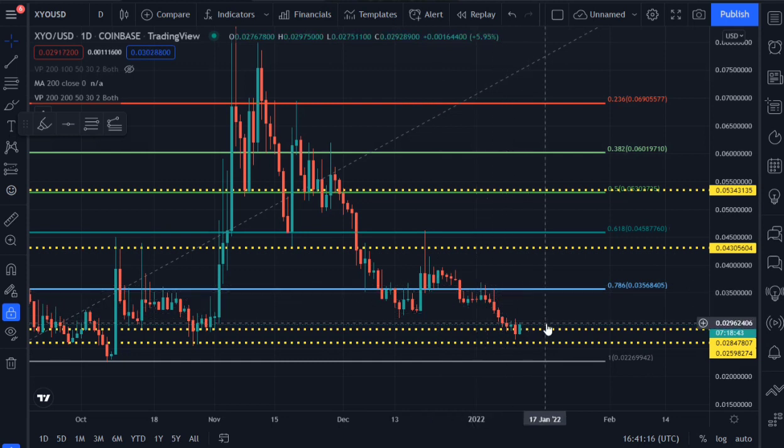Okay, so like I said earlier, the 0.786 area is likely to act as a resistance zone, but the moment we are breaking that area, we'll be heading straight to 0.043, and so on and so forth, you understand? So that will be all for now in this video.